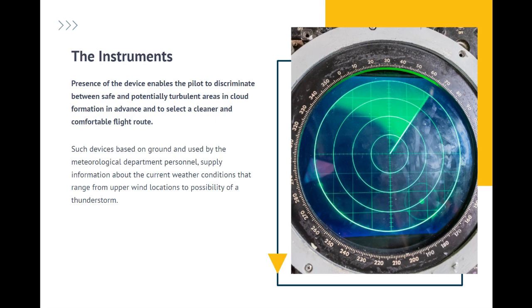Such devices based on ground and used by the meteorological department personnel supply information about the current weather conditions that range from upper wind locations to possibility of a thunderstorm.